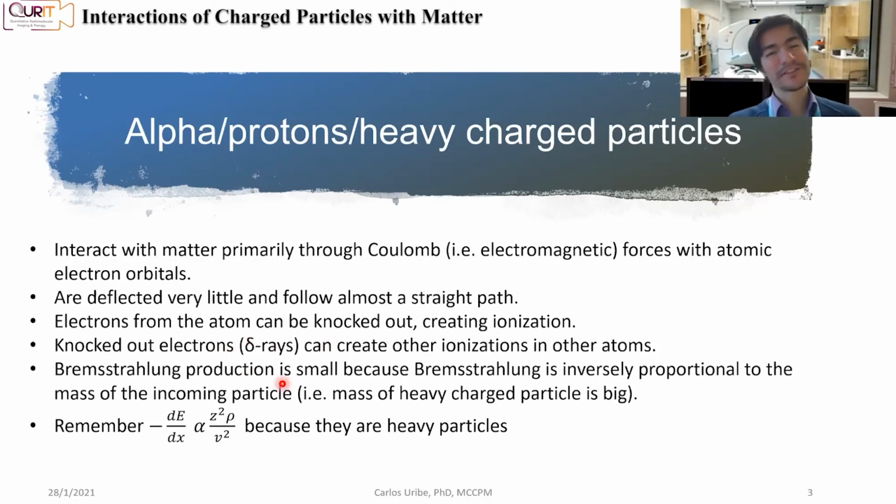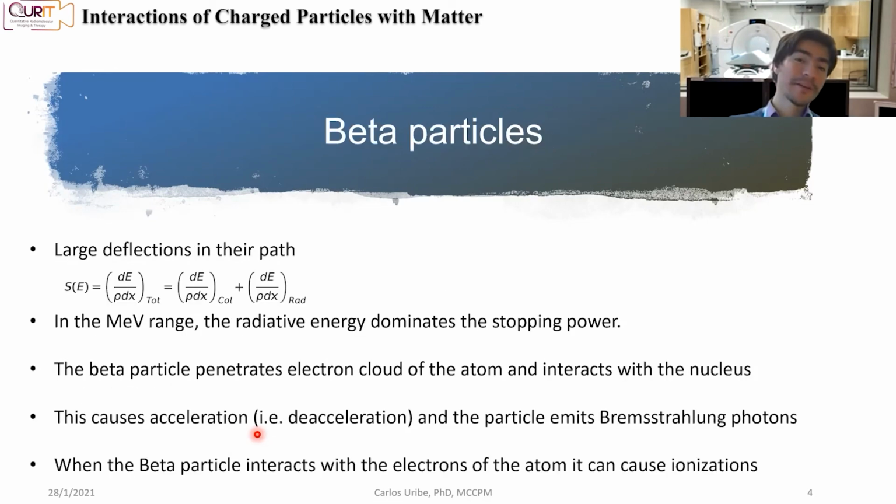Bremsstrahlung production for heavy particles is small because Bremsstrahlung is inversely proportional to the mass, and these heavy charged particles are very heavy, so Bremsstrahlung is low. And remember that the stopping power is basically proportional to z squared and inversely proportional to the square of the velocity.